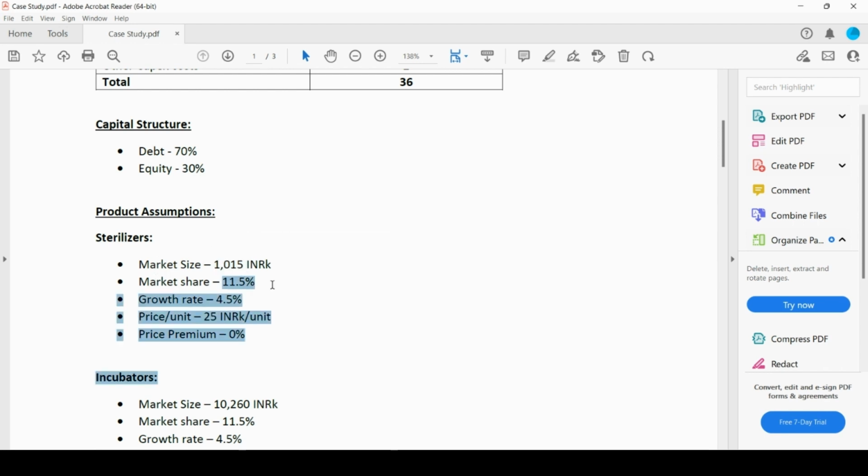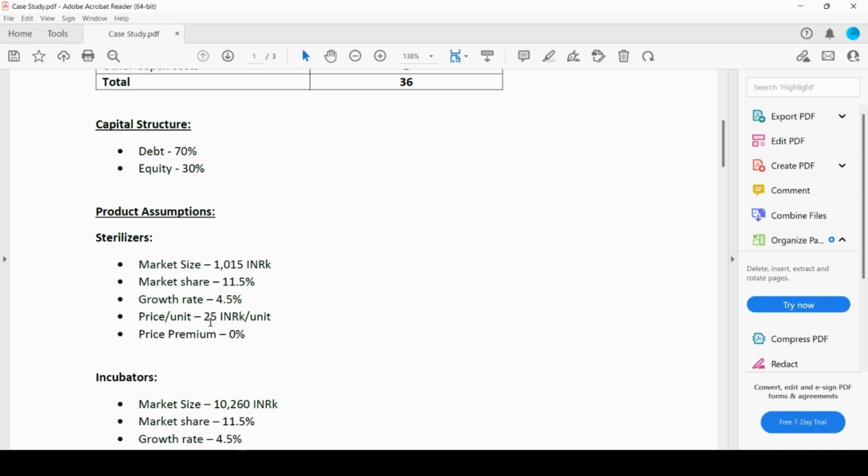Then we have a market share of 11.5%, which means कि इस नई कंपनी का हम मान रहे हैं कि इतना अगर मार्केट साइज है तो इस नई कंपनी के पास 11.5% का मार्केट शेयर आएगा, राइट? Then we have a growth rate of 4.5%, which means हर एक साल आपका मार्केट शेयर 4.5% बढ़ेगा. Now why is this more logical? Because जैसे जैसे कंपनी establish होगी, बड़ी होती जाएगी ना, people will come to know about them, कि ये कंपनी है, ये सेल करती है, तो उसका मार्केट शेयर बढ़ता जाएगा, राइट गाइस?